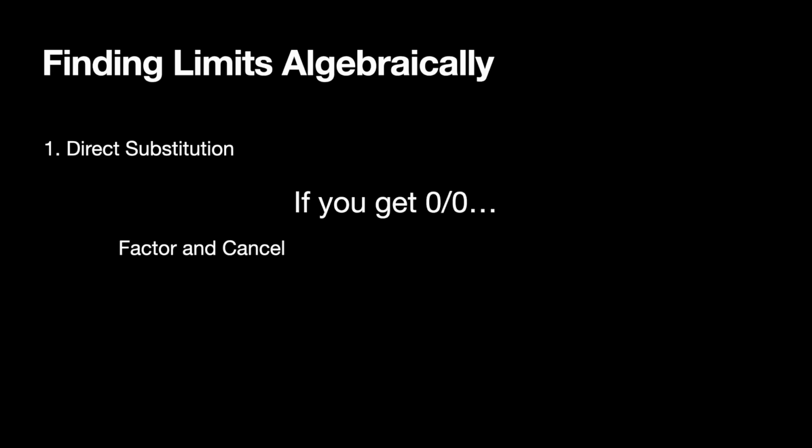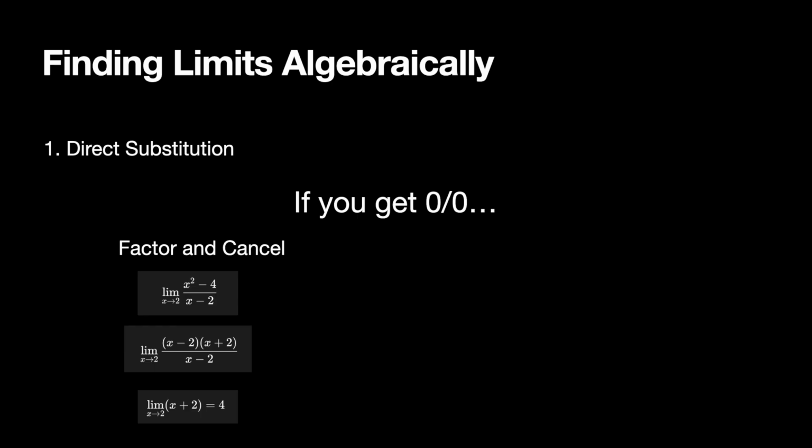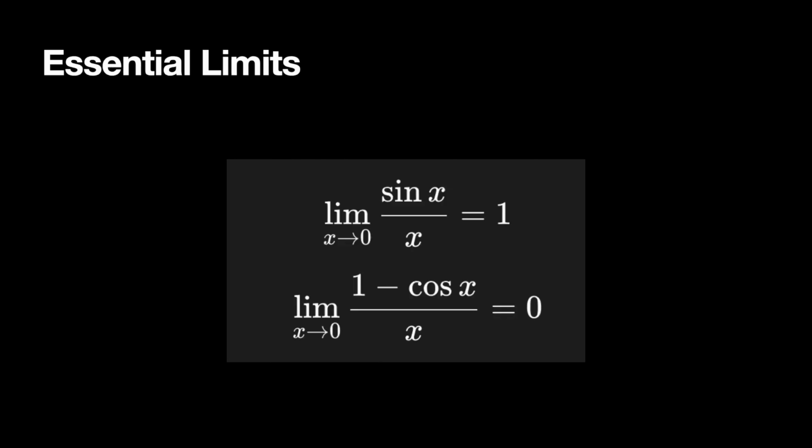Now, to find limits algebraically, you can first try direct substitution, or if you get 0 over 0 indeterminate, you can either factor and cancel like this, or you can multiply by the conjugate if there's a square root like this. So here are two essential limits. You just should memorize these for the AP exam because there's extensive proofs and you don't get a formula sheet.